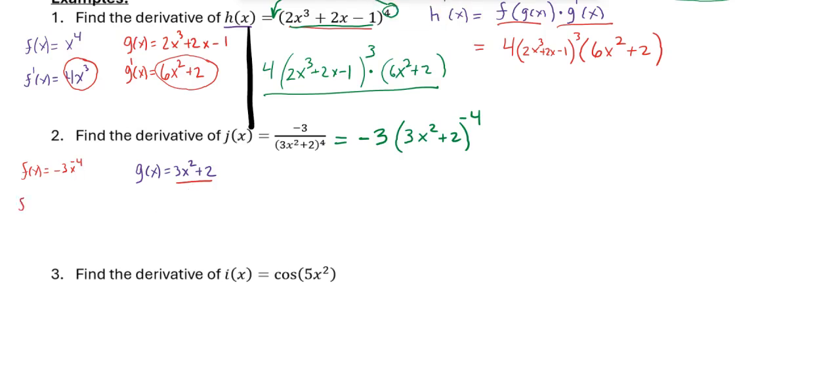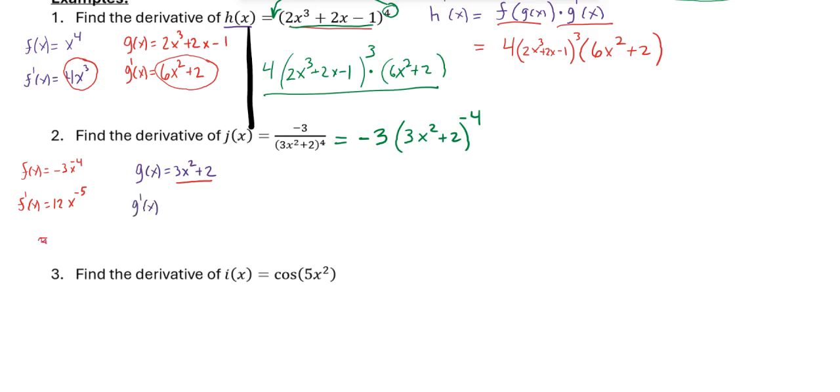Let's go ahead and do our derivative, f prime of x. We'll use the power rule. Bring the negative 4 times negative 3, which is positive 12, reduced by 1. Negative 4 minus 1 is negative 5. So that's my derivative. Now, you could always rewrite it as 12 over x to the 5th, but I'm not going to do that right now. Let's go ahead and do g prime of x.